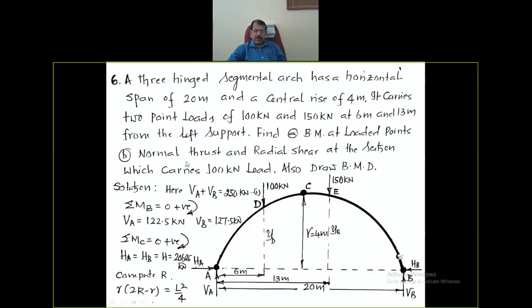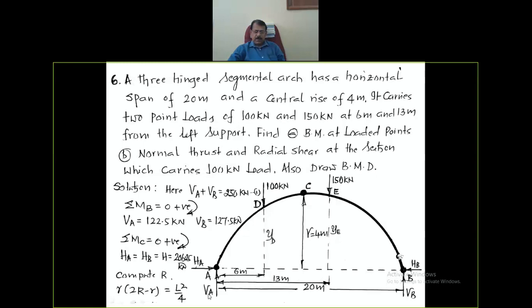Find A, the bending moment at the loaded points. B, the normal thrust and radial shear at the section which carries the 100 kilonewton load. Also draw the bending moment diagram. So this is the figure of the 3-hinged segmental arch or circular arch.